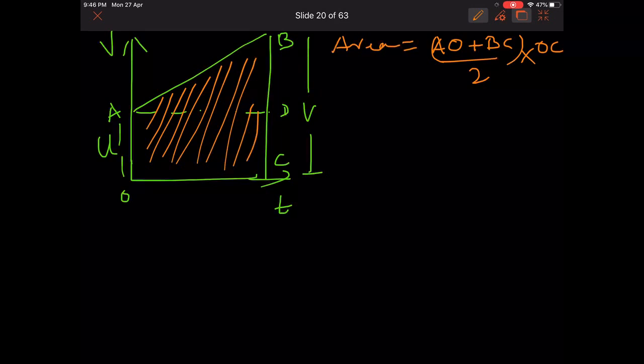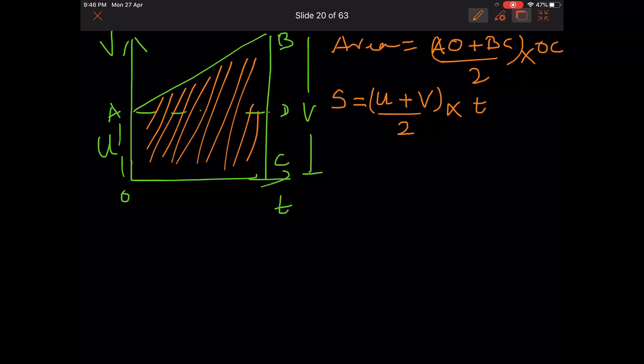Now in this case, what is OA? So left side will be area. Actually, area is in bar. It is this space which is going to give us all these places, which is nothing but position again. So I will write, what is OA? OA is U, plus what is this BC? BC is my final velocity V, divided by 2, into OC. OC is my time. So this is my equation.